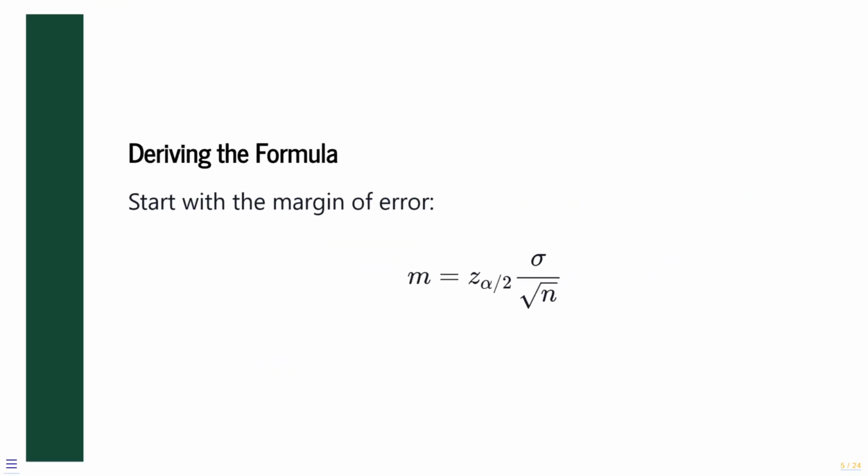To understand where this formula comes from, we begin with the expression for the margin of error in a confidence interval for a mean. The margin of error equals the critical value z alpha over 2 multiplied by the population standard deviation divided by the square root of the sample size.